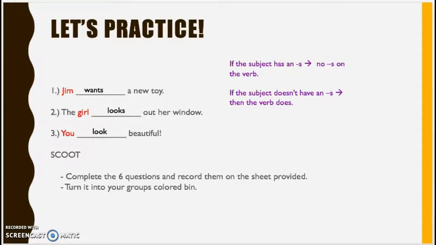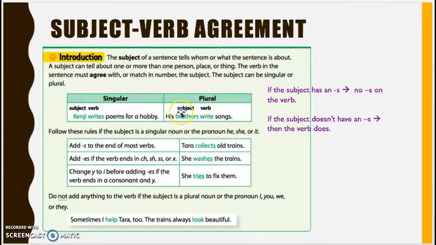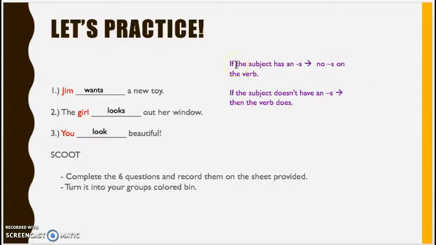Okay? Now remember when you all take your test on these language skills, this will be at the top, okay? Use it to help you find your answers. And remember the rule that we came up with. The subject has an S, no S on the verb. Subject doesn't have an S, put an S on that verb. Okay?